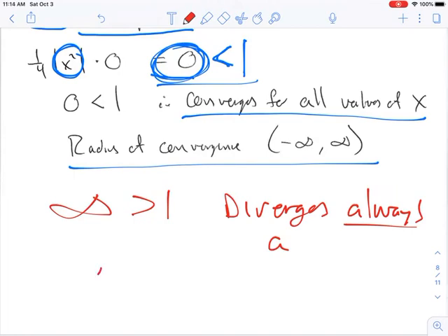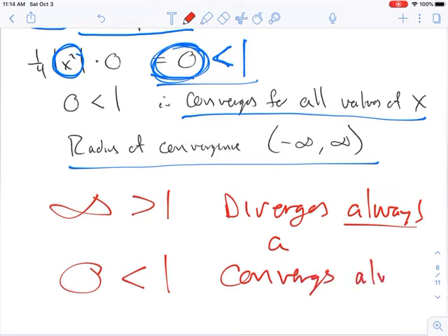But what happens if we end up with a 0? 0 is always less than 1, so it always converges. It doesn't matter what the value of x is. Therefore, our interval of convergence is from negative infinity to positive infinity. And so the first one, our interval of convergence is 0. The second one, it's negative infinity to infinity.